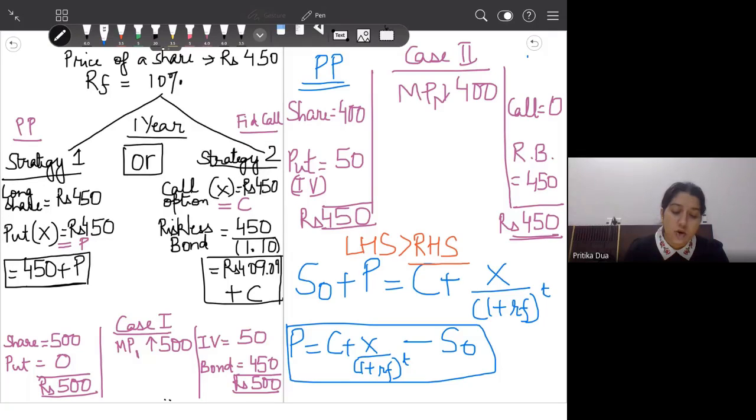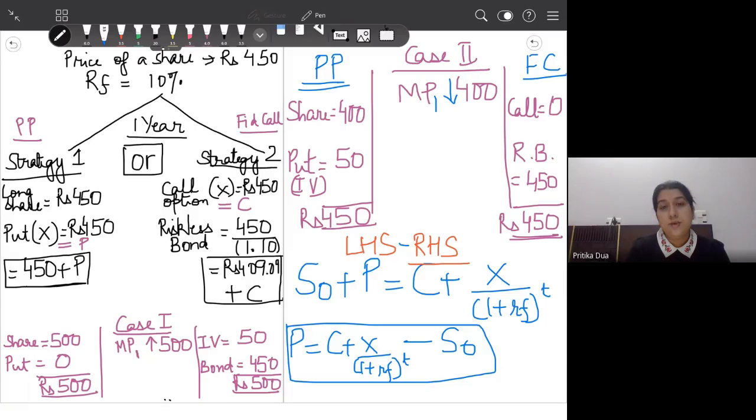Under the fiduciary call, your call option will lapse worthless because in the market you can already get the share at 400, so there's no point in exercising your call option, and then your bond matures to 450, hence making both the portfolios equivalent for the investor. Accordingly, we get this equation where the left hand side is equal to the right hand side in this example, and the put call parity holds. This is what we covered under this topic.